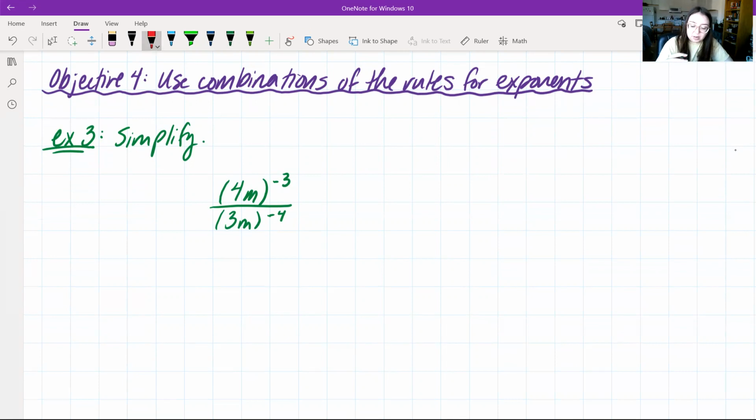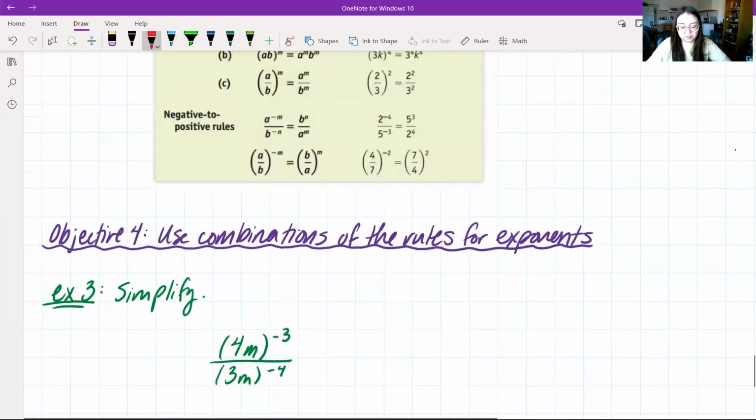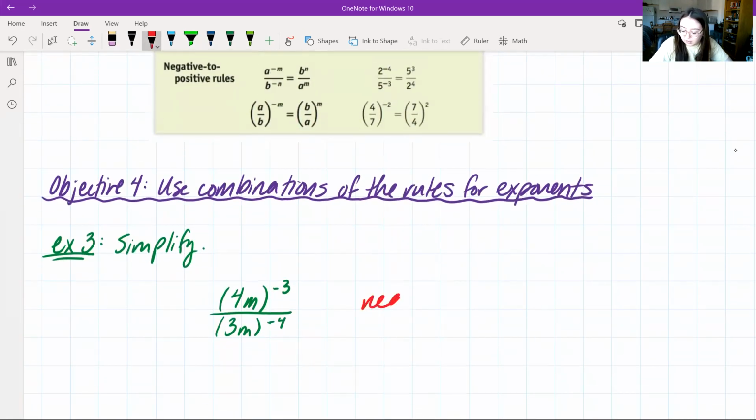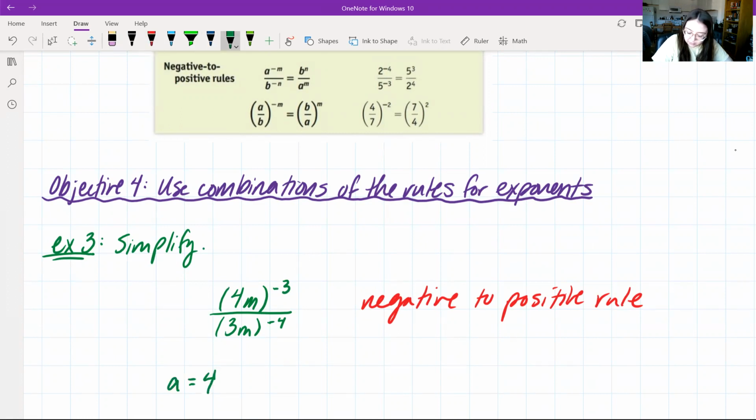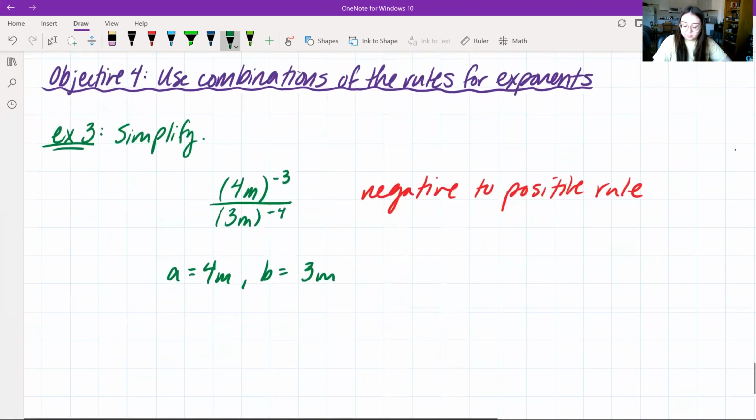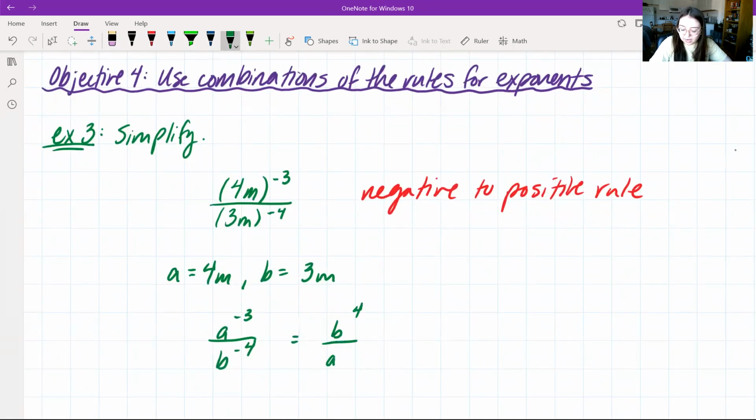Let's go ahead, and the first thing we want to do is use our negative to positive rule. Now we're going to say that A is 4m and B is 3m. So then we can rewrite our expression as a to the power of negative 3 divided by b to the power of negative 4, which using our negative to positive rule, we can write as b to the power of 4 divided by a to the power of 3.